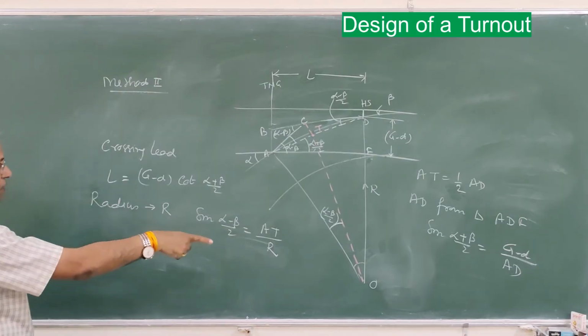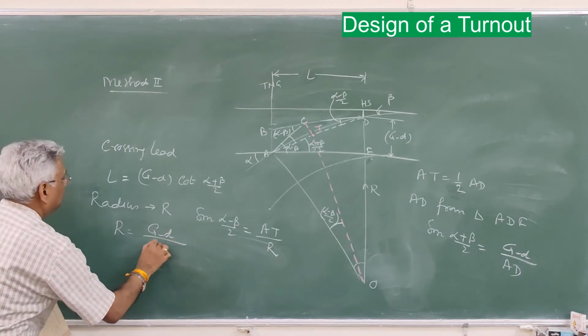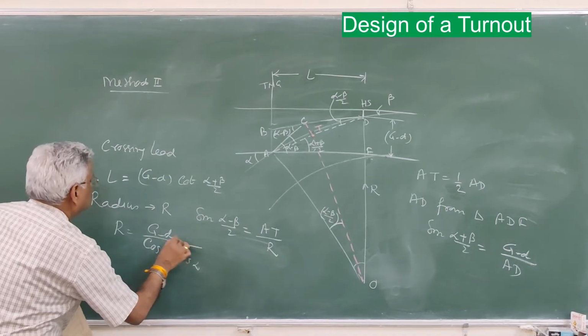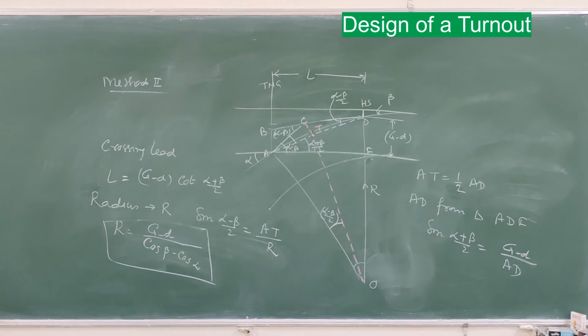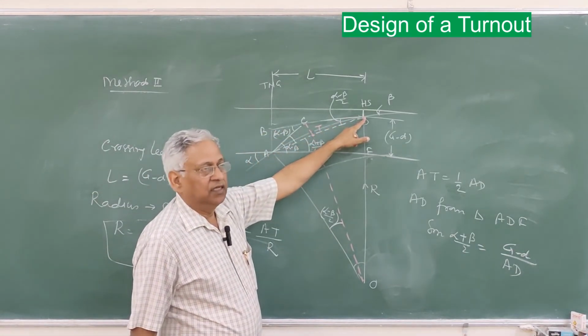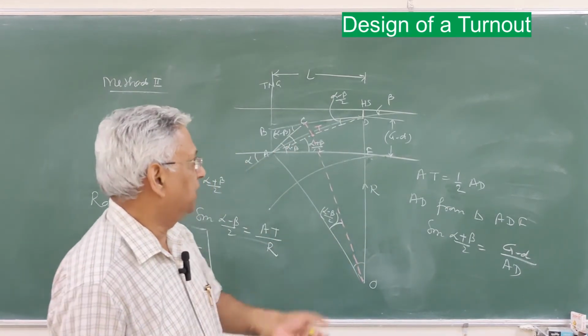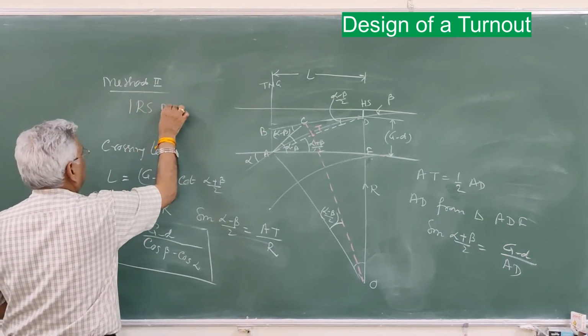And if you put all these values, you will get R is equal to G minus D upon cos beta minus cos alpha. That is the value of radius of the curve. So radius of the curve and crossing lead you can calculate in the second method. Here one kink is removed, and that is at the heel of the switch. This remains. Now in the third method, which is generally adopted on Indian Railways, that is called the IRS method.